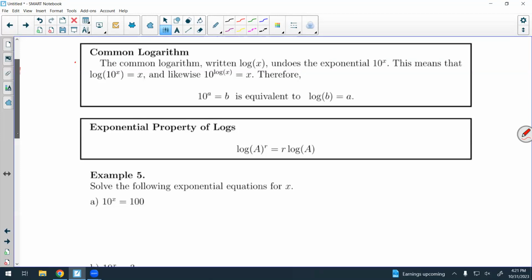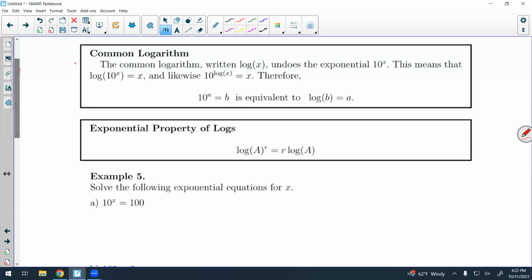Common logarithm, written log of x, undoes the exponential 10 to the x. This means that the log of 10 to the x is x, and likewise 10 to the log of x is x. Therefore, 10 to the a equal b is equivalent to saying the log of b equals a. And you may note on your calculator that you have a log button.